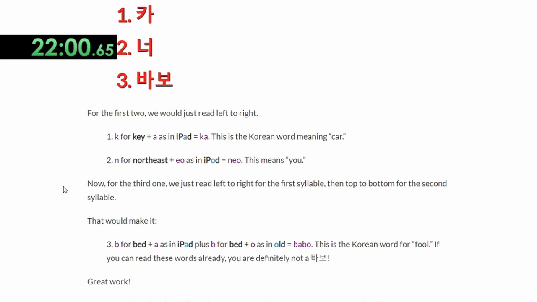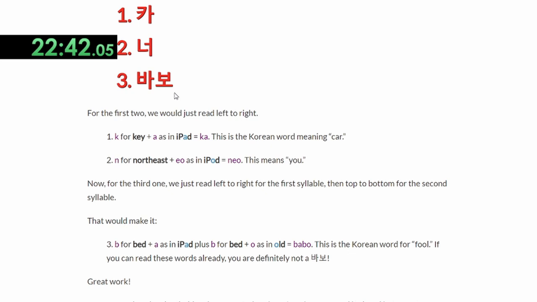Now for the third one, we just read left to right for the first syllable, then top to bottom for the second syllable. That would make it B for bed, plus A as in iPad, plus B for bed. Wait. These are both B? Plus O, as in, oh, okay, so the letters can connect.